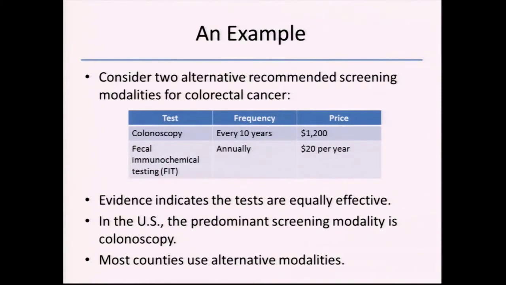Okay, so to put this into real life, let's consider the case of colorectal cancer screening. We'll come back to this as we go along. So colorectal cancer screening, there are a variety of different ways that we can screen for colorectal cancer. And it turns out that those different ways of screening have very different price tags associated with them. So there are a variety of ways. I'm going to focus on two here, colonoscopy and fecal immunochemical testing. Most people refer to this as FIT as two examples.